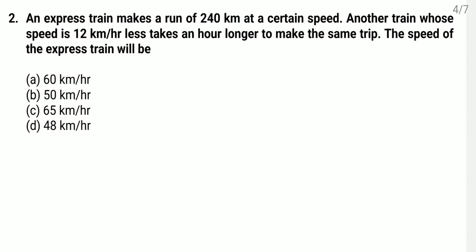An express train makes a run of 240 kilometers at a certain speed. Another train whose speed is 12 kilometers per hour less takes an hour longer to make the same trip. The speed of the express train will be? So once again, the speed of the express train we don't know. We'll consider it as x. So I am writing here E for express train, and the other train.